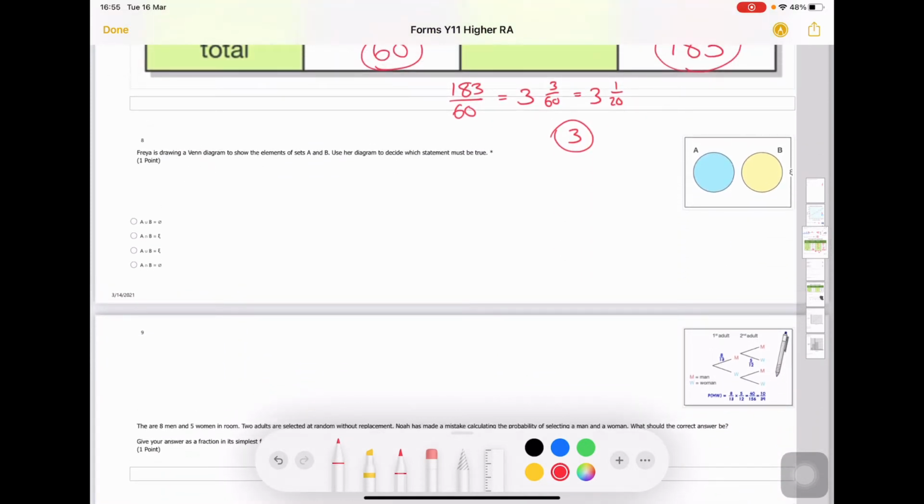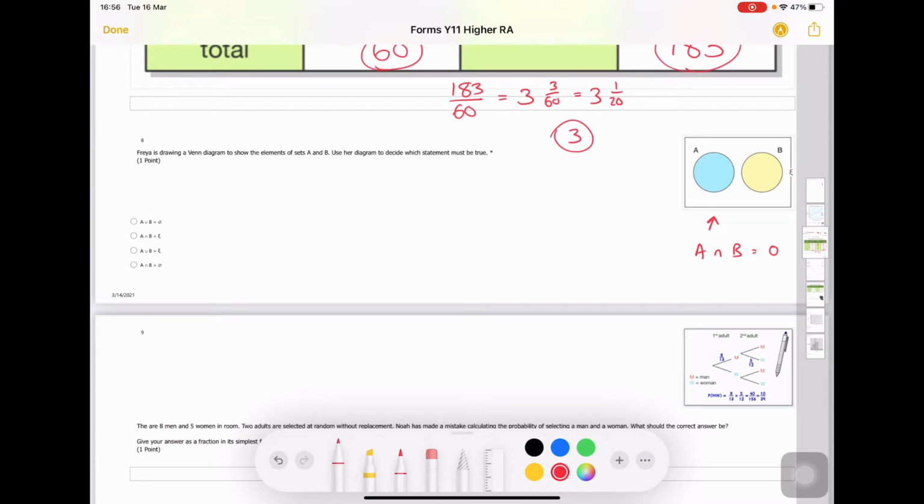Question 8. Freya is drawing a Venn diagram to show the elements of sets A and B. Use her diagram to decide which statement must be true. So the first thing I spotted with this diagram is that there is no intersection. So there is no A and B. So in other words, A and B equals 0.